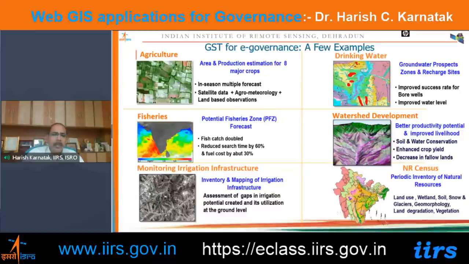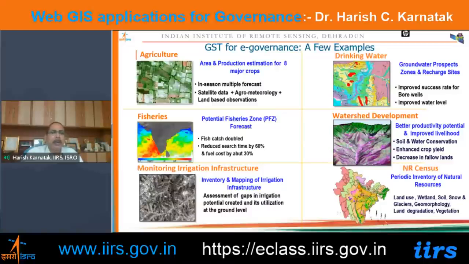Now you see the agriculture domain, as I told you: area and production estimation for 8 major crops. This project has been operational for the last 10 years. Here what we do is in-season multiple forecasts, plus satellite data, plus agrometeorological and land-based observations. If you wish to access these data sets on GeoPortal platforms, you can either visit the ISRO Bhuvan portal or the GeoPortal of the Ministry of Agriculture.